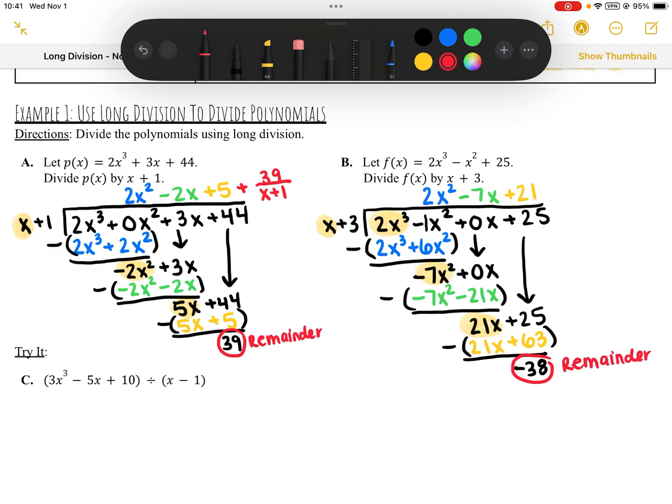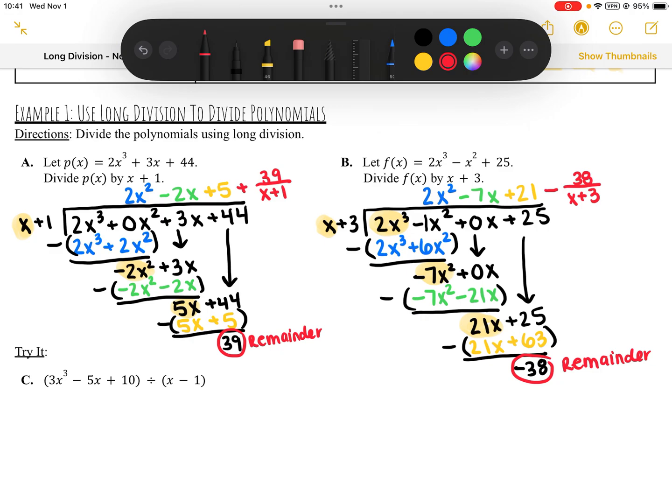Now my remainder is negative, so I'm going to have subtraction this time. 38 goes up top, and then my denominator is what I'm dividing by, so x plus 3. So my solution is 2x squared minus 7x plus 21 minus 38 over x plus 3.